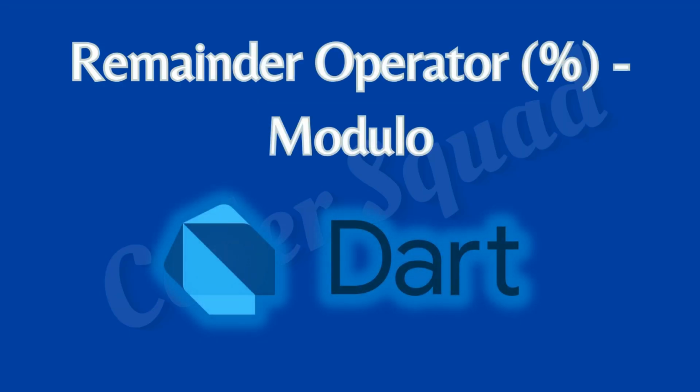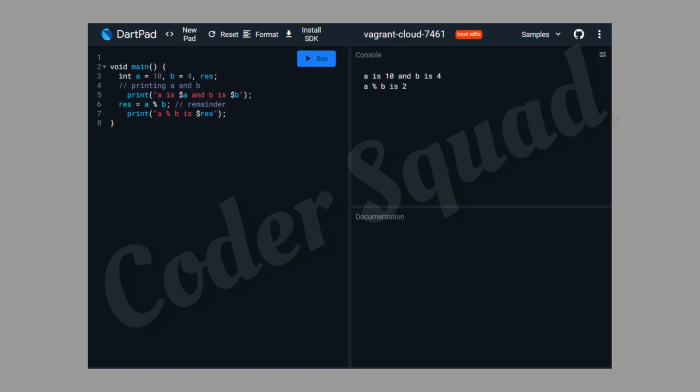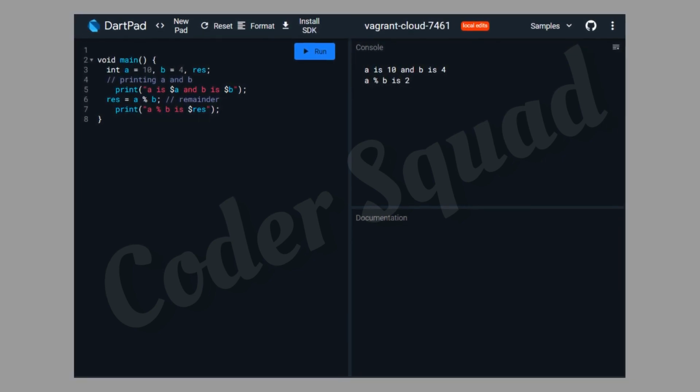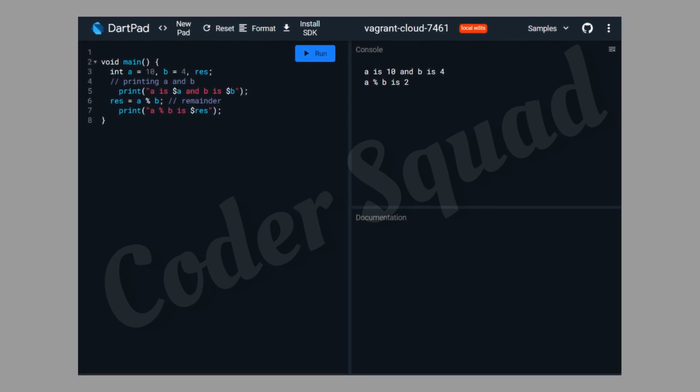The remainder operator, %, in Dart, also known as modulo, returns the remainder of a division operation. It's useful for checking divisibility or extracting specific values. Let's explore its usage.